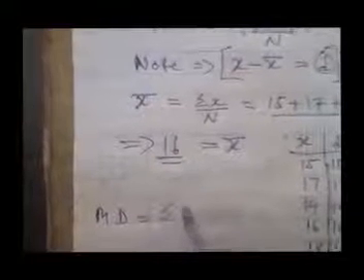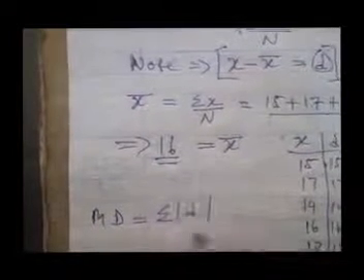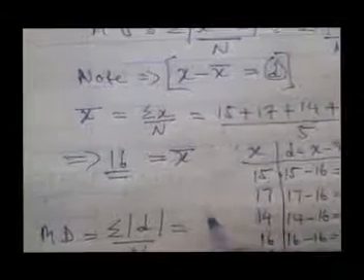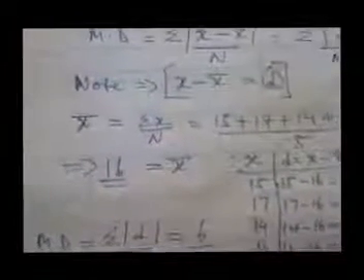Now, the next thing we are going to do is the mean deviation, MD, equals summation d over N. And what is our N? N is 5. What is our d? d is 6 over 5. It gives us 1.20.